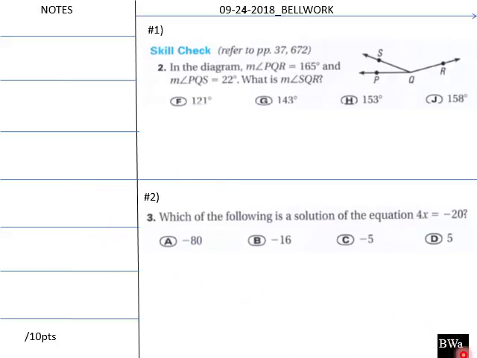And then here is the bell work answer. So this is what you would get in your solution PowerPoints. You would get solutions to all the independent practice and the homework. So for number 2, the answer would be C. And then for number 1, the answer would be G. Right here.